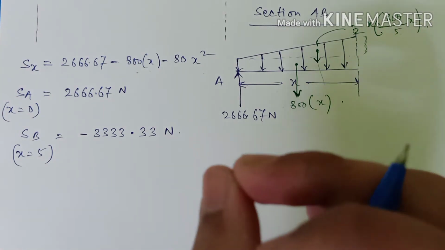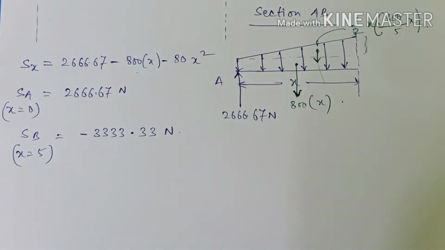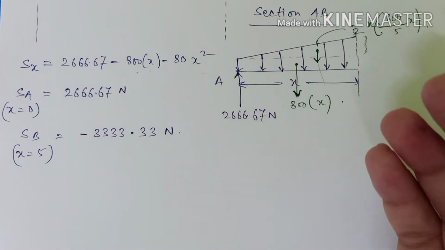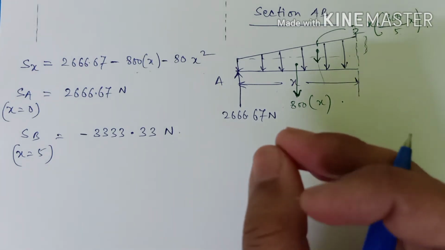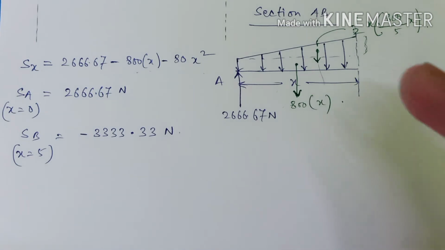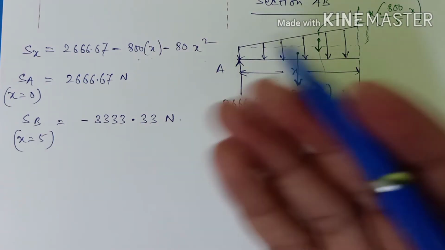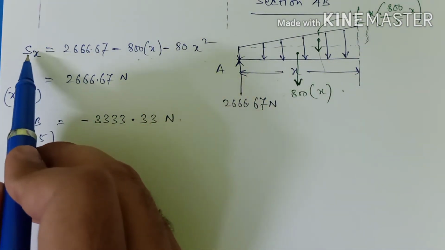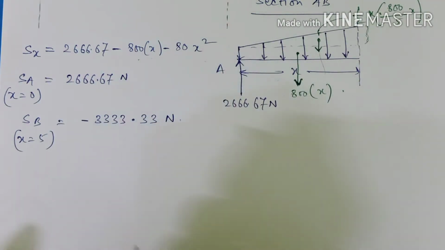So the point of inflection is a point where the value of shear force becomes 0. Or we can also say that at the point of inflection, when the value of shear force becomes 0, the value of bending moment becomes maximum. So basically we need that point. How will you find that point? The value of shear force becomes 0, so we just have to equate this equation with 0.